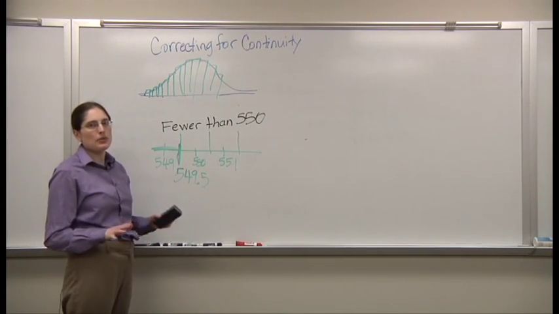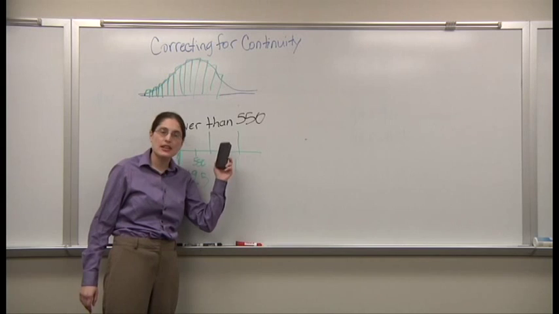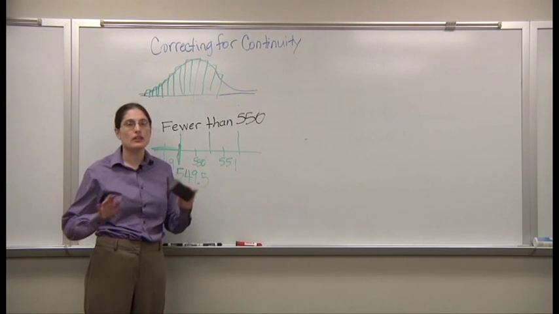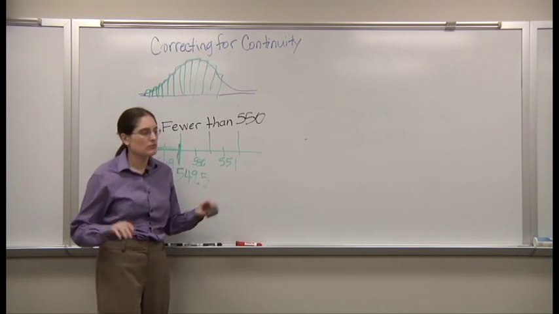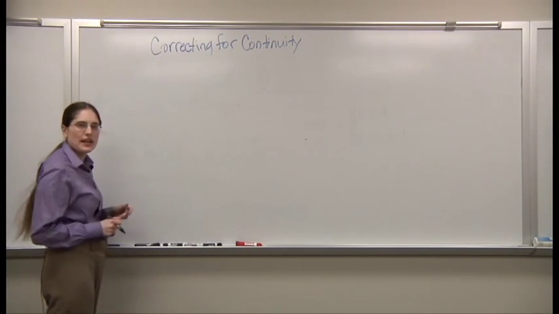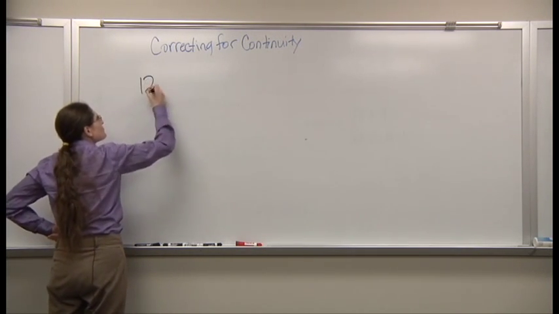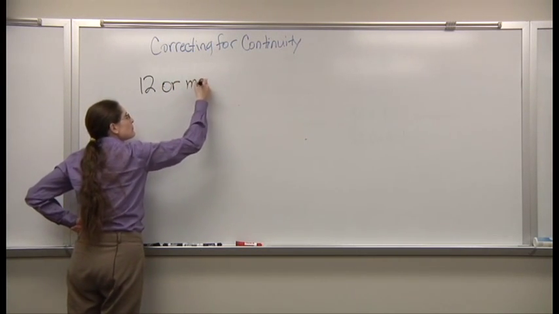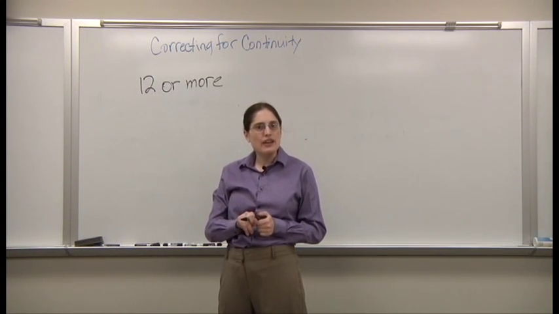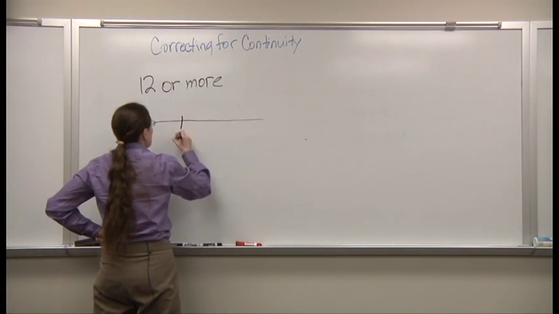Let's do a few examples of how you would just do the correcting step, because honestly, this correcting thing is the hardest part of using the normal approximation. The rest of it is really quite simple. So, if a problem said 12 or more, what value would you use? You can't use 12. It's got to be a 0.5.